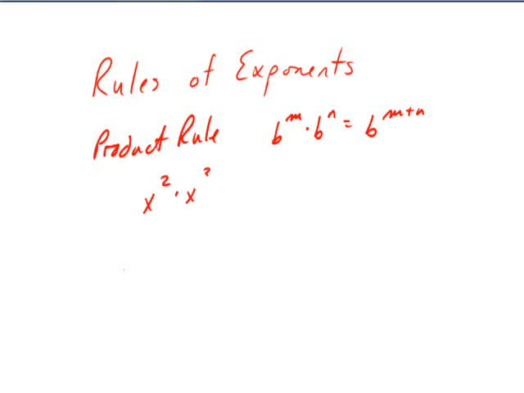X squared times x cubed. We can expand x squared as x times x, x cubed as x times x times x, and if we combine those as a single base, we have x to the fifth power. And if we notice, from the beginning to the end, we added the exponents of 2 plus 3. An example of this could be something like x to the 12th times x to the 6th, in which we keep the base of x and add the exponents.